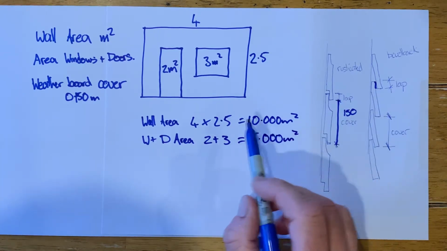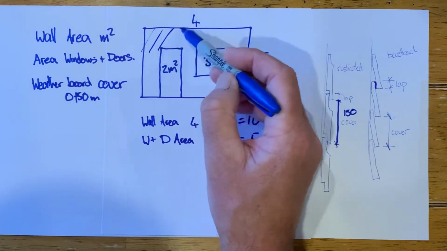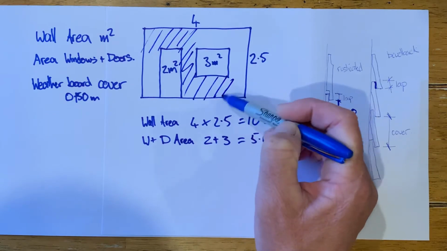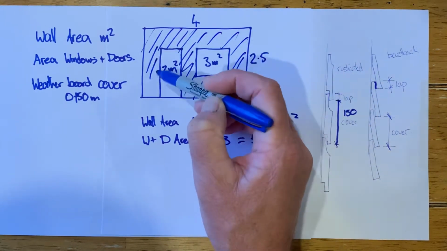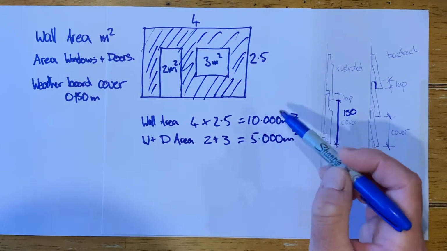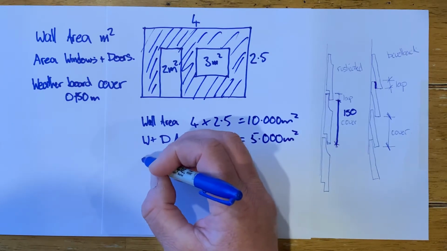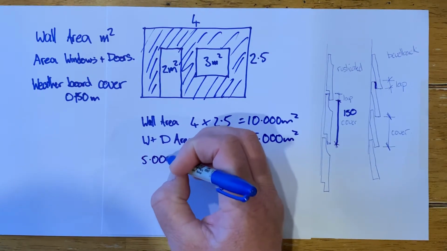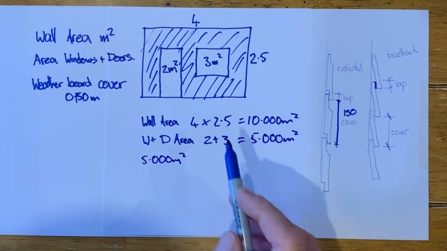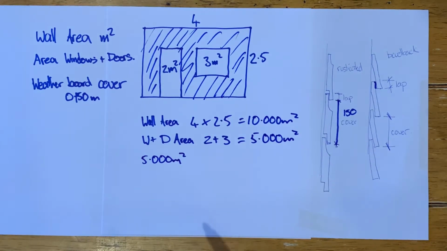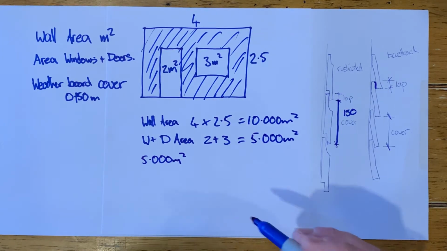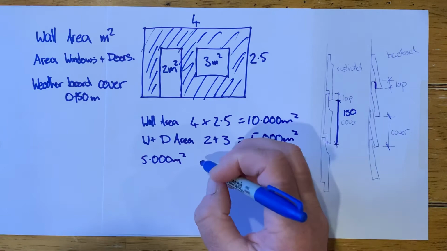So that means the area of the actual wall that we're going to cover with weatherboard is going to be 10 minus 5, so 5 meters squared of weatherboards is going to be required for that wall. Now, if you walked into Placemakers and asked for 5 meters of weatherboards, they might laugh at you. They'll ask how many meters do you need, because when they sell them, they come in a series of lengths.